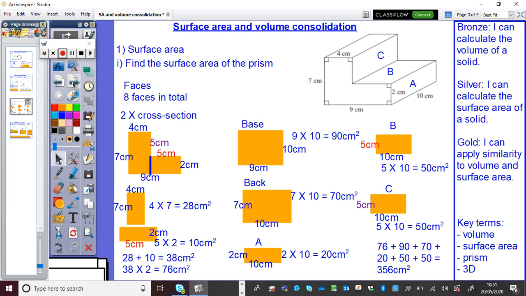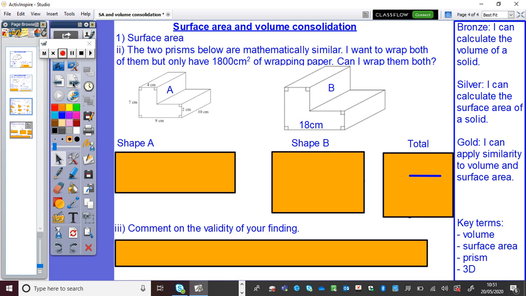Now we know that it probably will be a little bit trickier than that in our exam. So I've got this question here, and obviously we wanted to look at some similarity. The 2 prisms below are mathematically similar. I want to wrap both of them, but only have 1800 centimeters squared of wrapping paper. Can I wrap them both? You're probably thinking, why on earth are they talking about wrapping paper in a maths exam? It's because we need to be able to apply it.